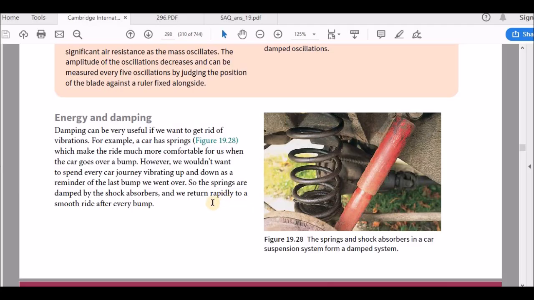Okay, then energy and damping. Damping can be very useful if you want to get rid of vibrations. For example, a car has springs. Now you can see that over here. You have to understand that this is used in vehicles, and a lot of students confuse the shock absorbers with the springs or dampers. The springs and shock absorbers in a car suspension system form a damped system. Actually, this is the damper, this is the spring, which is the shock absorber.